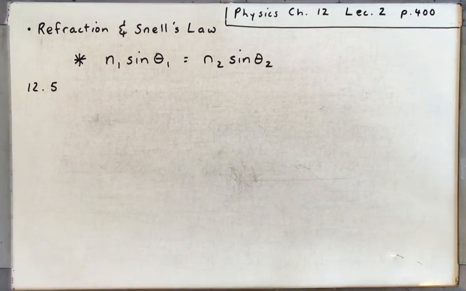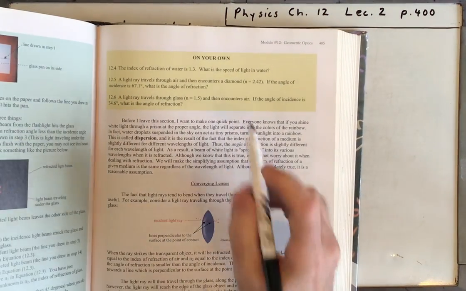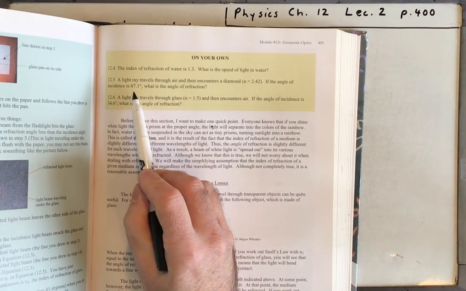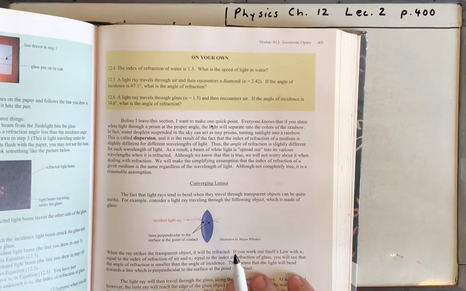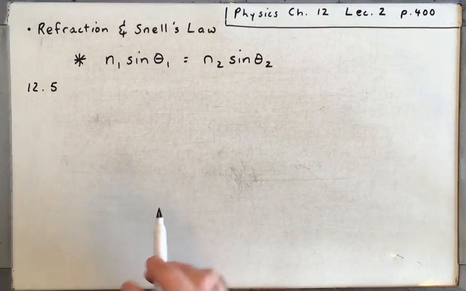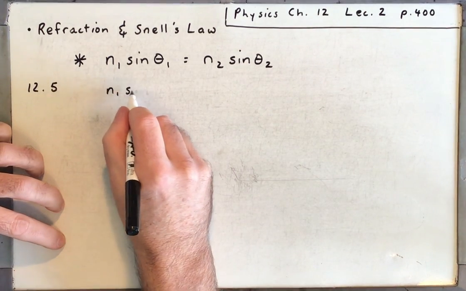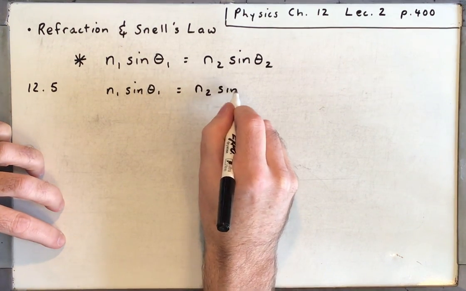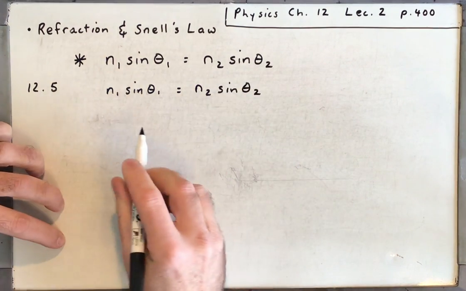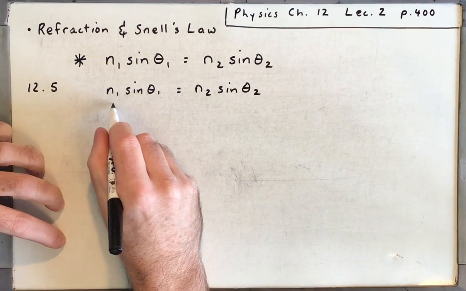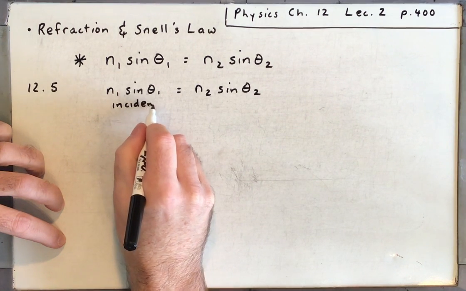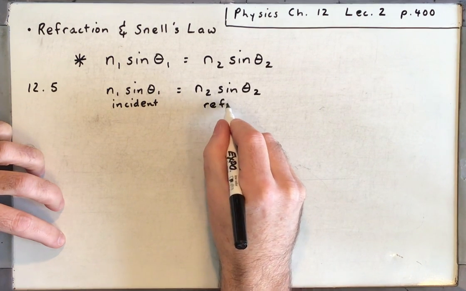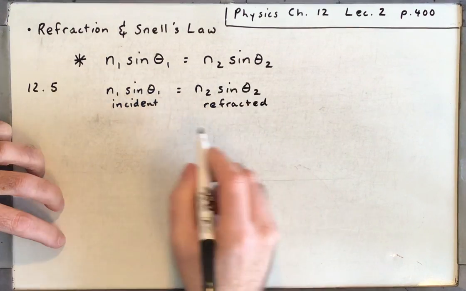12.5 says a light ray travels through air and then encounters diamond with an index of refraction of 2.42. If the angle of incidence is 67.1 degrees, what is the angle of refraction? All right, so we have n1 sine theta 1 is equal to n2 sine theta 2. Now, this is the incident side, and this is the refracted side. Just read left to right.